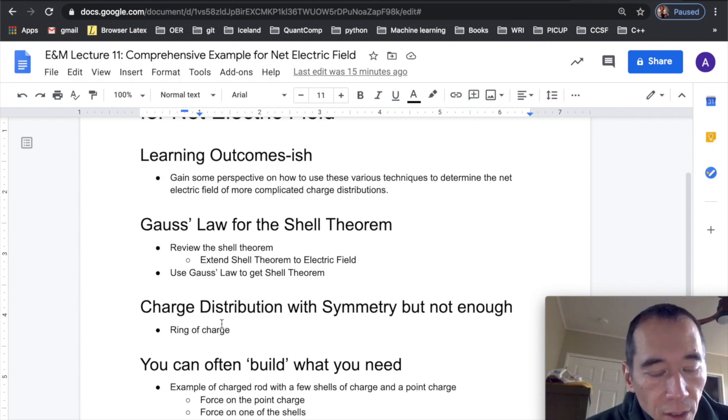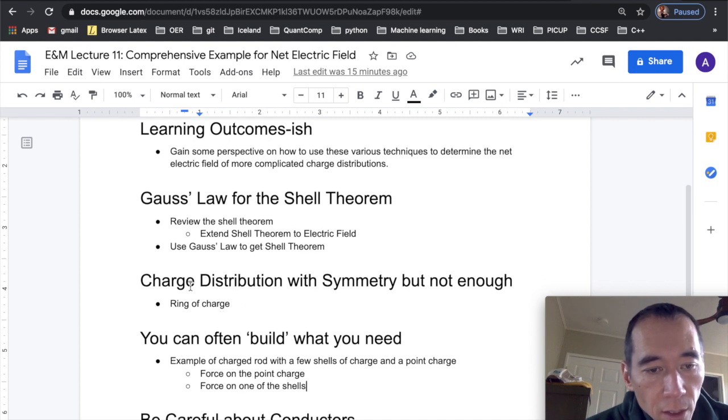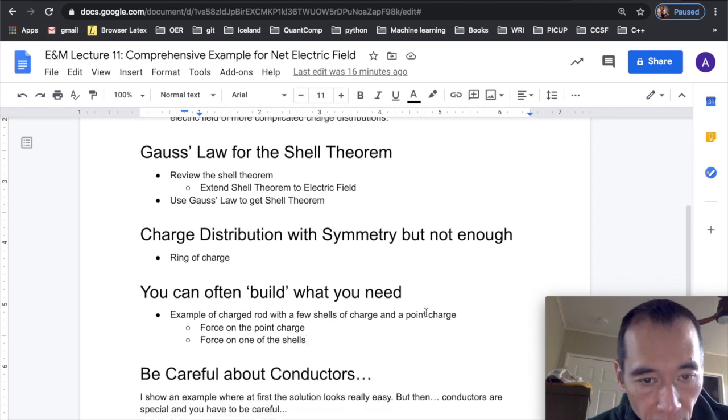The next topic is a ring of charge, which we've also discussed determining the electric field for. This ring of charge is a uniformly charged ring or circle, so there's quite a lot of symmetry in this charge distribution. I'm going to show you what it looks like to try to use Gauss's law to get the electric field of a ring of charge, and show you that it doesn't have enough symmetry to get fully the electric field.